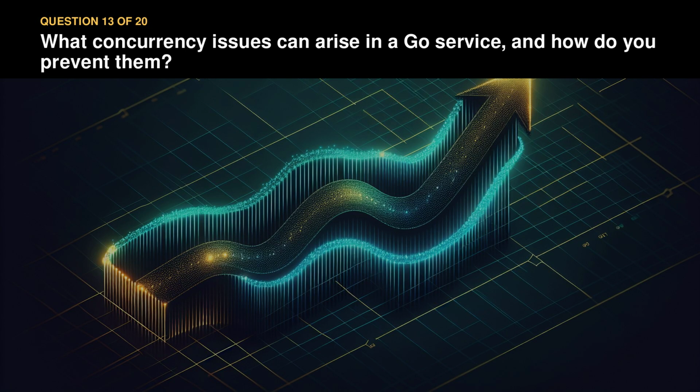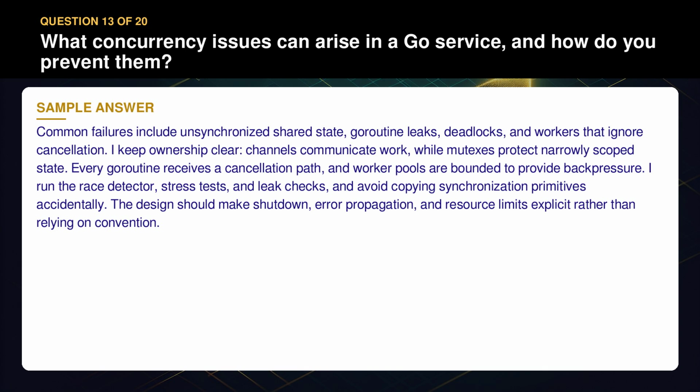Question 13. What concurrency issues can arise in a Go service, and how do you prevent them? Common failures include unsynchronized shared state, goroutine leaks, deadlocks, and workers that ignore cancellation. I keep ownership clear. Channels communicate work, while mutexes protect narrowly scoped state. Every goroutine receives a cancellation path, and worker pools are bounded to provide backpressure. I run the race detector, stress tests, and leak checks, and avoid copying synchronization primitives accidentally. The design should make shutdown, error propagation, and resource limits explicit rather than relying on convention.